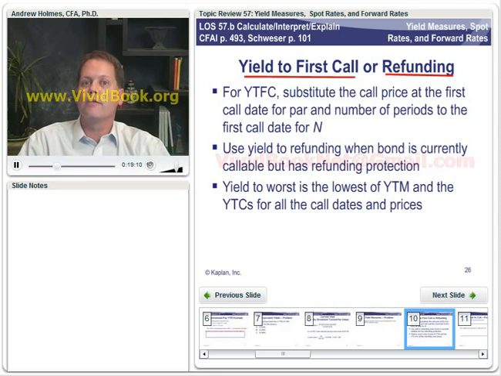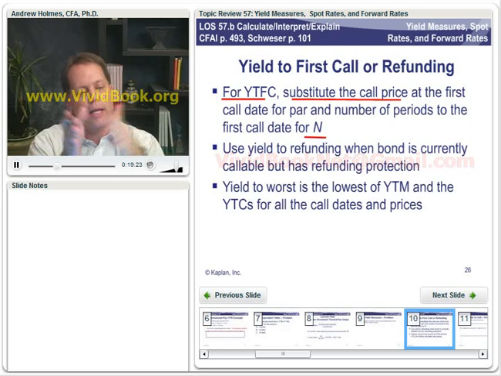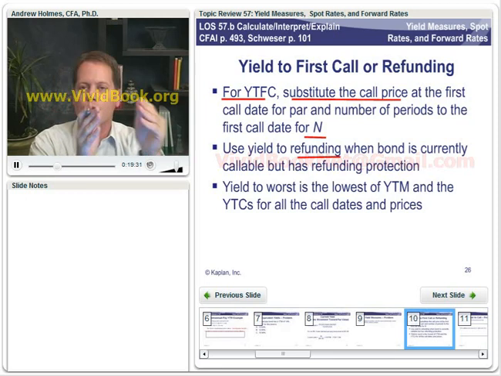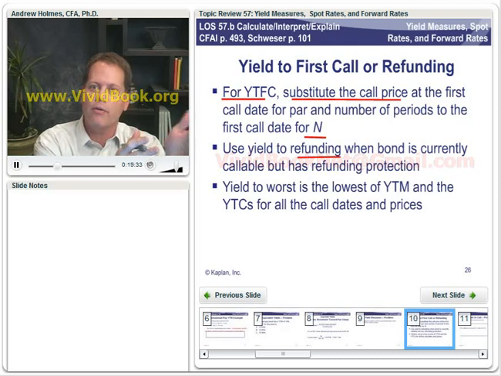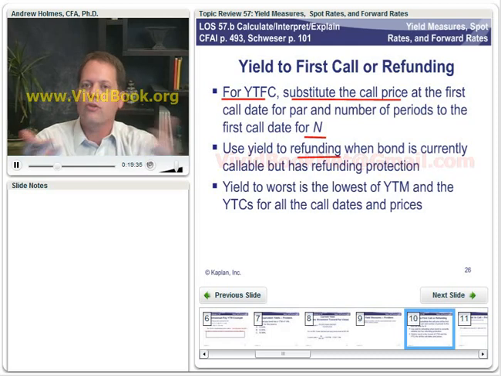So for yield to first call, this is really easy. All we're going to do is substitute the call price at the first call date for the par, and the number of periods until the first call date for N. Do the same thing for refunding. So all you're doing is saying, well, we can calculate the yield to maturity on this 20-year bond. We can also say, well, what if the bond's callable after 5, refundable after 10? You just treat the call provisions or the refunding provisions like they are the terminal provisions of the bond. So you just plug those in, and that will tell you the yield to first call or yield to refunding.